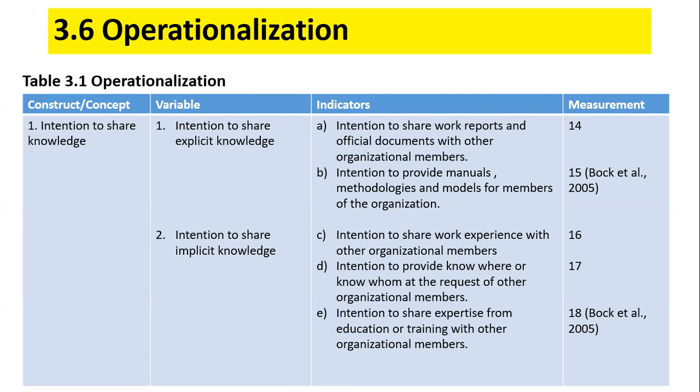So it's one indicator. Now it is easy to understand, no? So this is the indicator. Indicator A, intention to share work reports and official documents with other organization members. So then you can develop your questionnaire. Your questionnaire starts with these indicators.